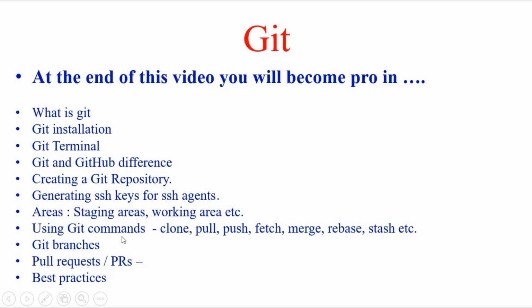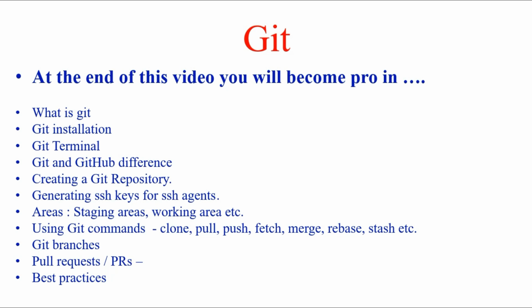What are the different areas while working with Git? What are the commands we use in Git, the basic commands, and even some complex commands like rebase, and common commands like clone, push, pull, fetch, merge, stash, etc. What are the different types of branches, how to create them, how to manage them, how to merge them, we will be seeing in this video. How to create a pull request, and what are the best practices for Git. Please stick with me till the end for having a complete understanding of Git.